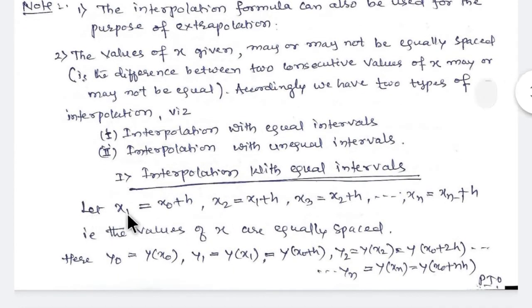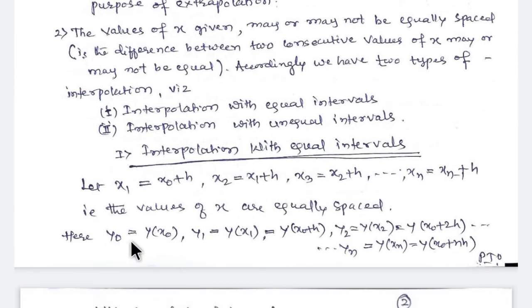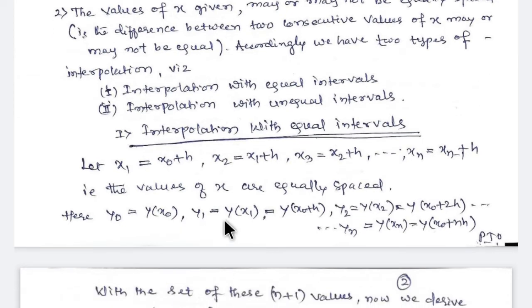What is it? Let x1 equal to x0 plus h, x2 equal to x1 plus h, x3 equal to x2 plus h, etc., xn equal to xn minus 1 plus h. Okay, that is, the values of x are equally spaced here. Similarly, y0 can be written as y of x0, that is, the y value at x equal to x0. Similarly, y1 equal to y of x1.